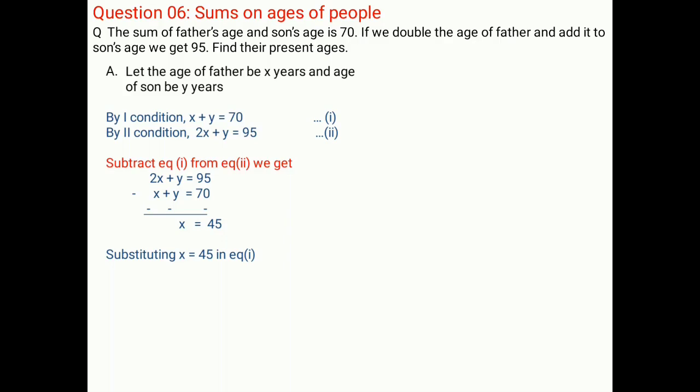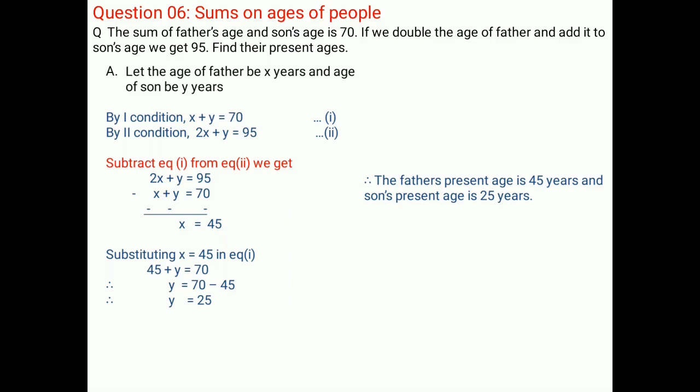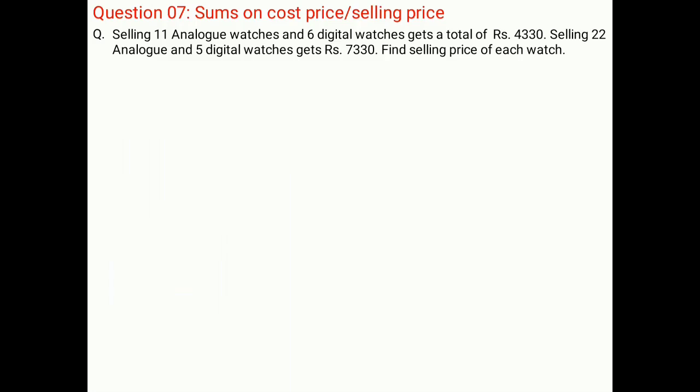Substituting x is equal to 45 in equation 1, I get 45 plus y is equal to 70. Therefore, y is equal to 70 minus 45, which is y is equal to 25. Therefore, the answer is that the father's present age is 45 years and the son's present age is 25 years.